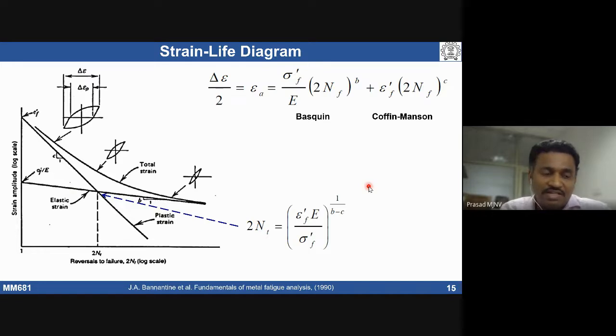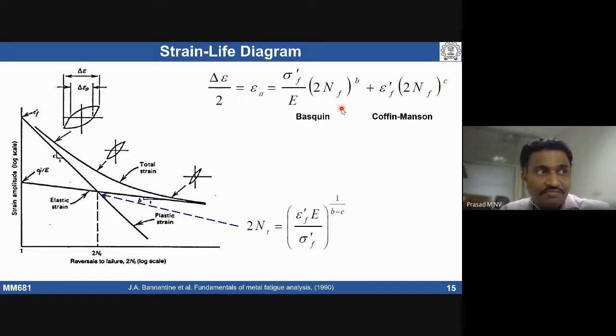Is it clear about this strain life approach, which involves both high cycle fatigue and low cycle fatigue? Most of the time, Coffin-Manson only talks about low cycle fatigue. The high cycle fatigue curve will be represented by the Basquin equation.